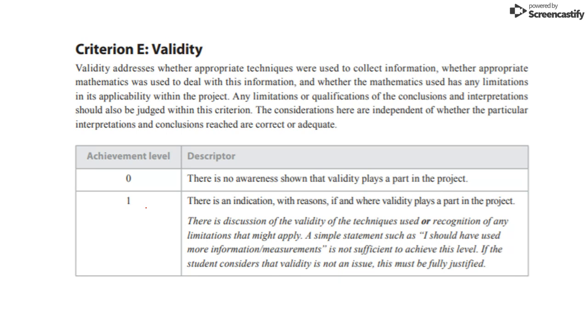The other thing that you can talk about here is recognition of any limitations. So if you use a chi-squared test and your expected values are less than 5, you had to rearrange your table and redo your test. This is a good place to talk about that, right? So talk about what you had to do to make sure your test was going to be valid.